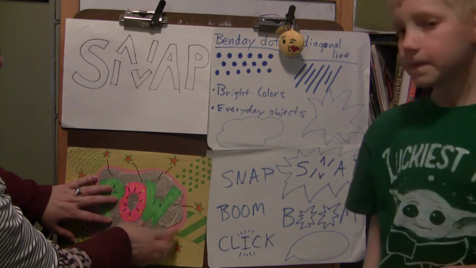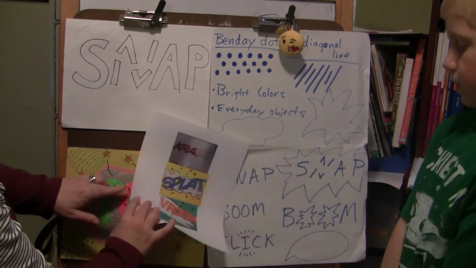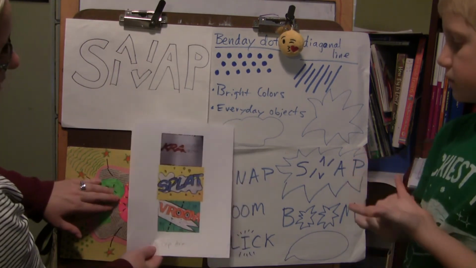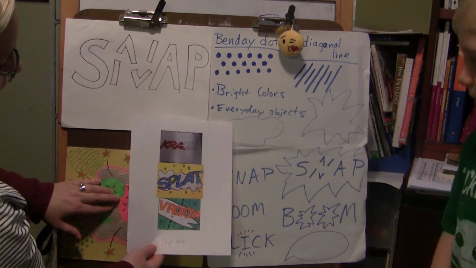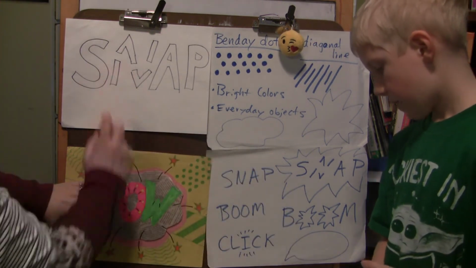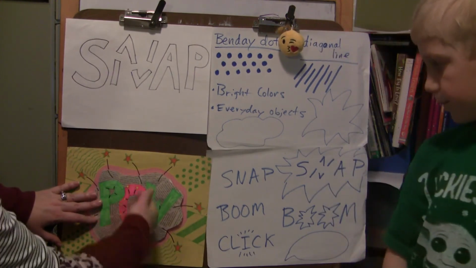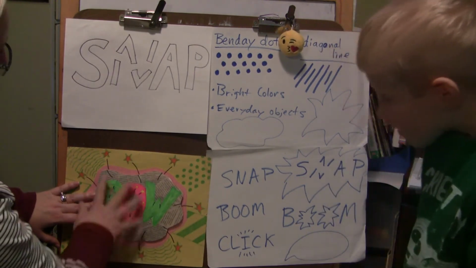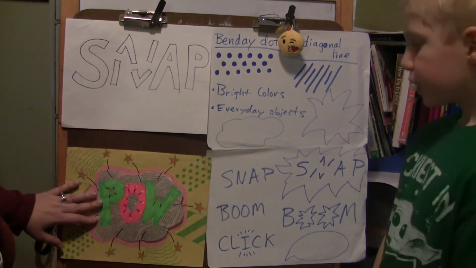So you have a couple different steps to do, and you can make those words look like they have some characteristics, like the word splat actually looks like it's splatting, and the word vroom looks like it's moving. The word snap will look like it's snapping, and this word pow looks like it got punched. So that's your first project with Pop Art.